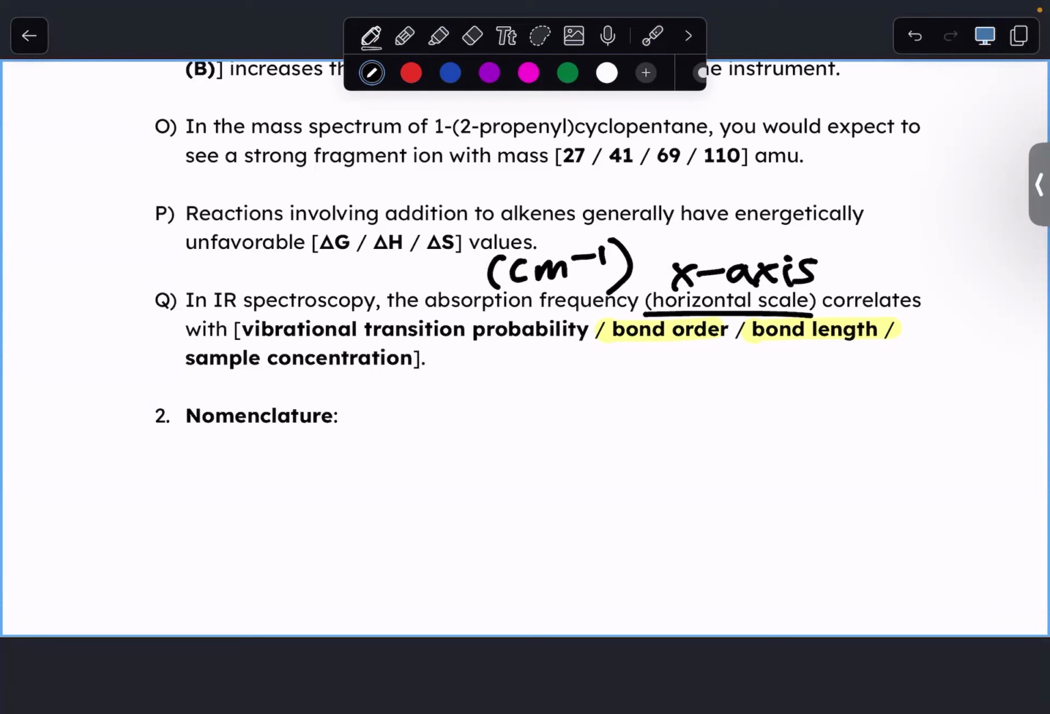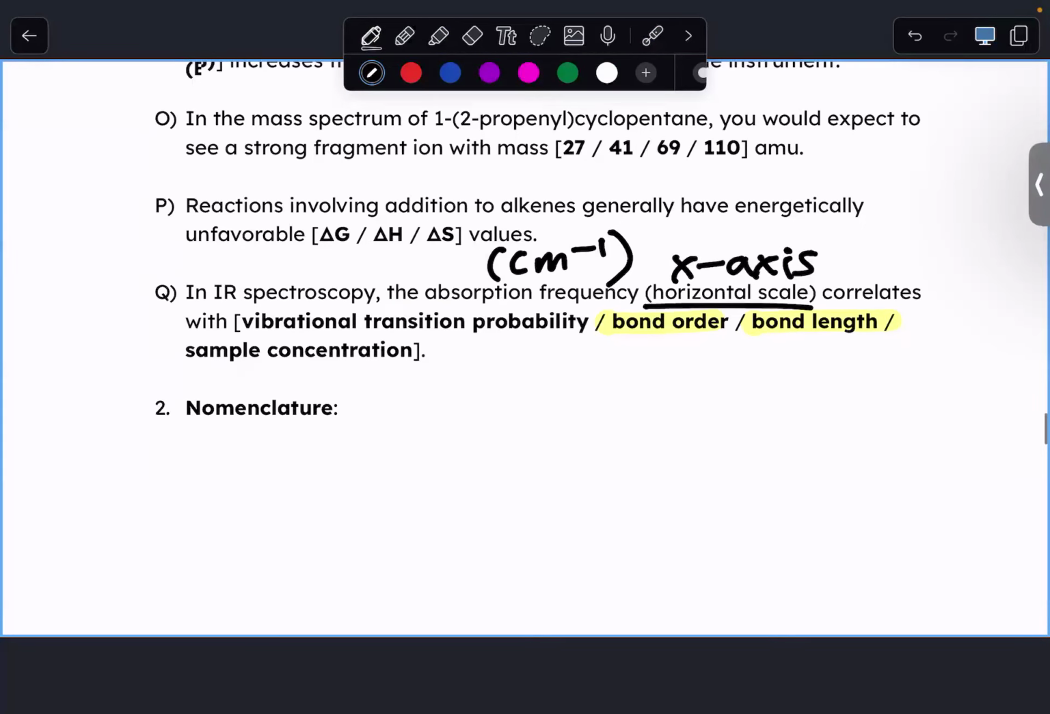Back in 19A, all we had to worry about was what peak represents a functional group, more vertical. Like, yeah.